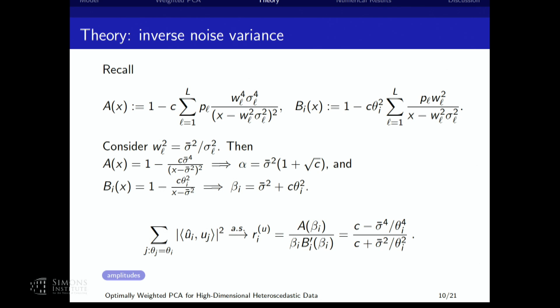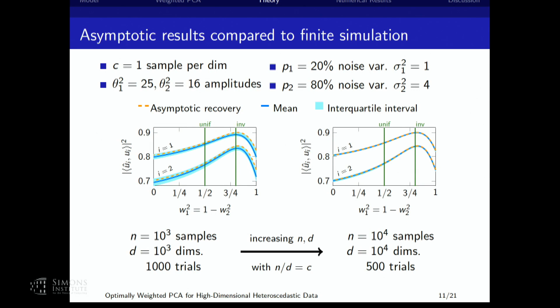Okay, so this is what the theorem says when our weights are inverse noise variance. So now let's look at the way these asymptotic results relate to the simulations I showed earlier. I've now added that curve on here in the orange dotted line, and we can see that it lines up nicely with the simulations, especially as these numbers grow. Okay, so now the game will be to try to optimize this recovery curve over W to pick the best weights in order to get the best weighted PCA recovery.